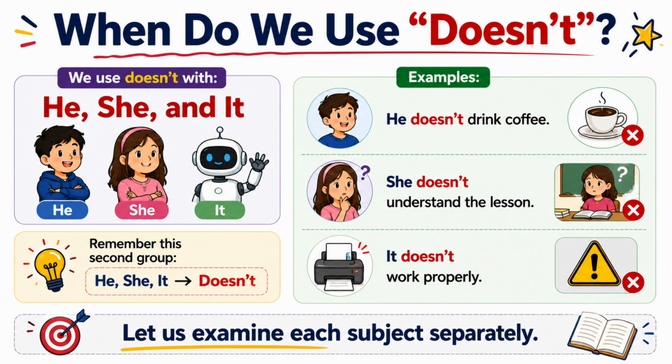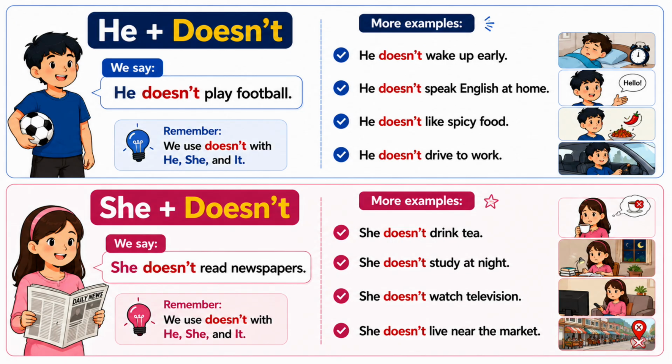He plus doesn't. We say he doesn't play football. More examples. He doesn't wake up early. He doesn't speak English at home. He doesn't like spicy food. He doesn't drive to work. She plus doesn't. We say she doesn't read newspapers. More examples. She doesn't drink tea. She doesn't study at night. She doesn't watch television. She doesn't live near the market.